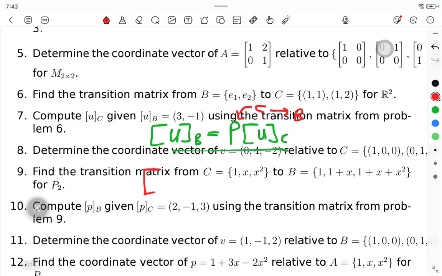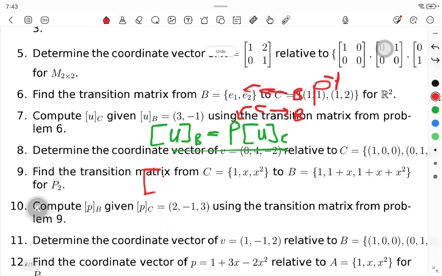But now, let's say this one is no longer from C to B. Let's say we're looking for this. Now we're looking from B to C, and we got it already. So it means that it would be P prime, or P like that. So now I have to take this to the other side. Let's see what we get.